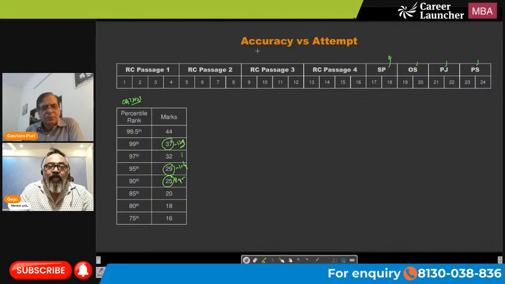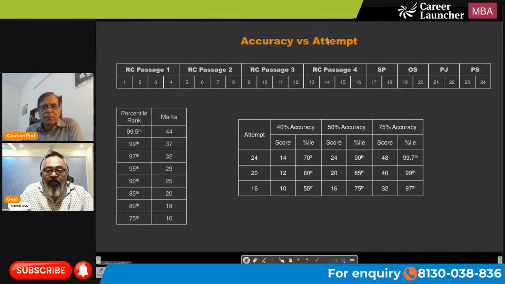The first is the impact of accuracy versus attempt. Let me put this data out and explain. So let's say this is the attempt. You're attempting 16 questions, 20 questions, 24 questions. And let's say you got 40% accuracy, 50% accuracy, 75% accuracy.